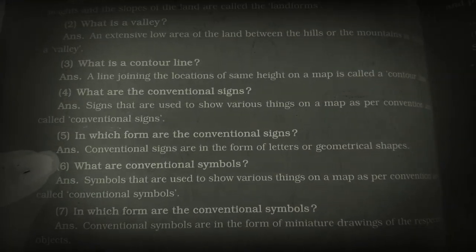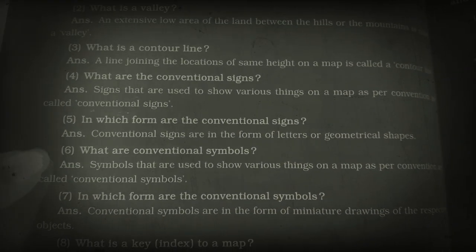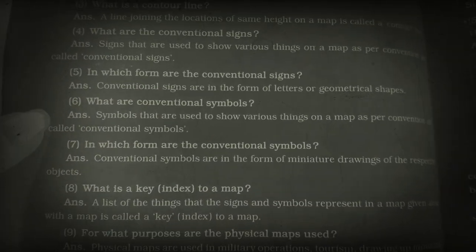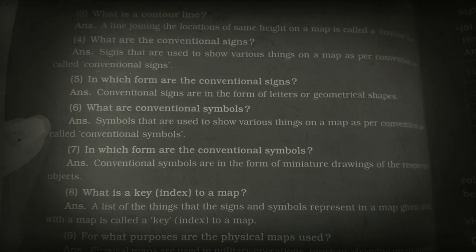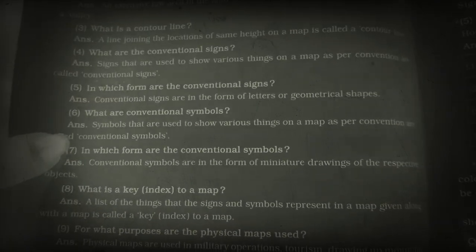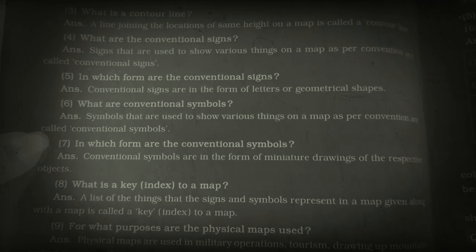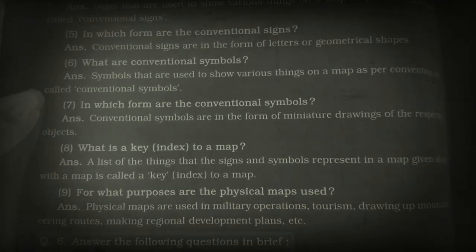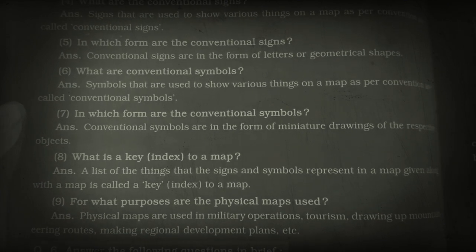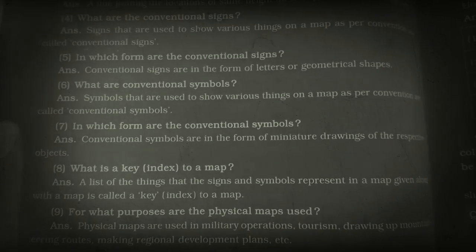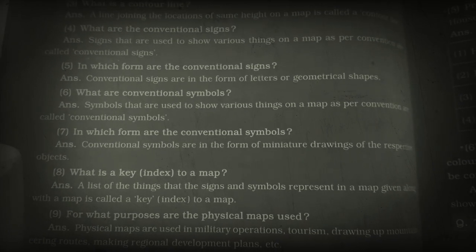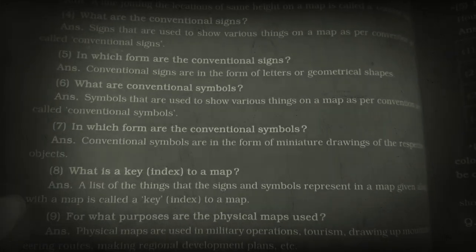Conventional signs are in the form of letter or geometrical shape. What are conventional symbols? Symbols that are used to show various things on a map as per convention are called conventional symbol. In which form are the conventional symbol? Conventional symbols are in the form of miniature drawing of a respective object.